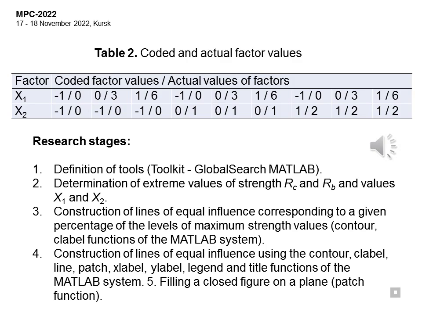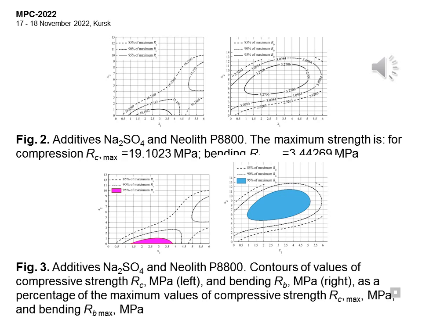The resulting figure is lines of equal influence. The entire shaded area ensures that the strength value is the required percentage of the maximum values. The coordinates of the points of maximum values of the functions are included in these areas. The results of calculating the points of intersection of the values of factors with equal percentage of the maximum strength levels are given in Table 3.